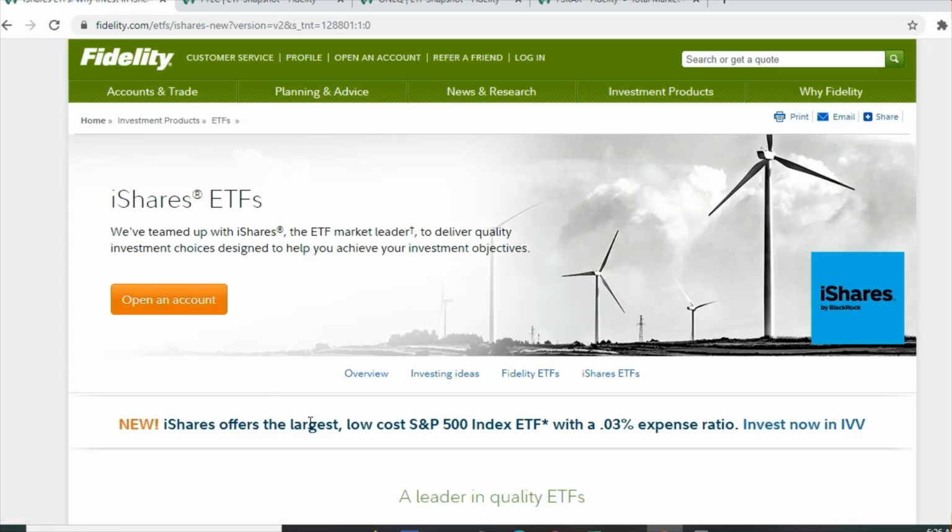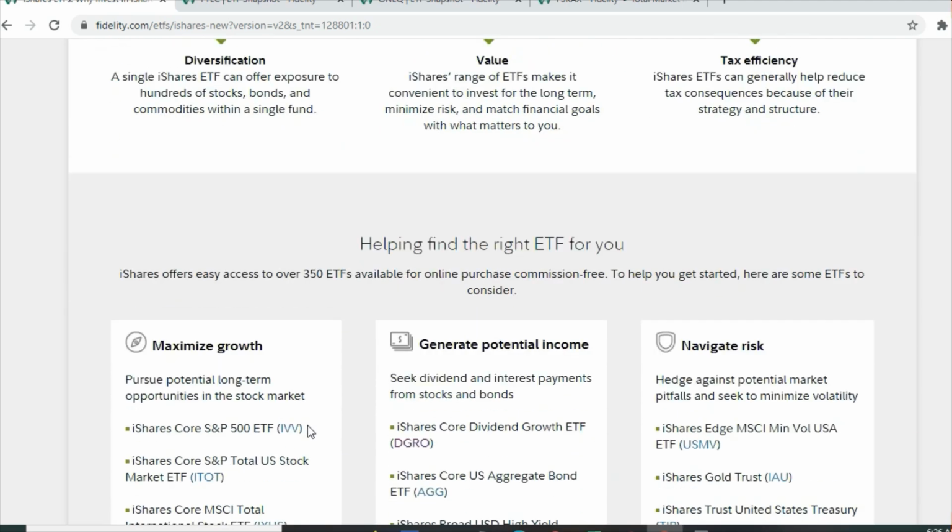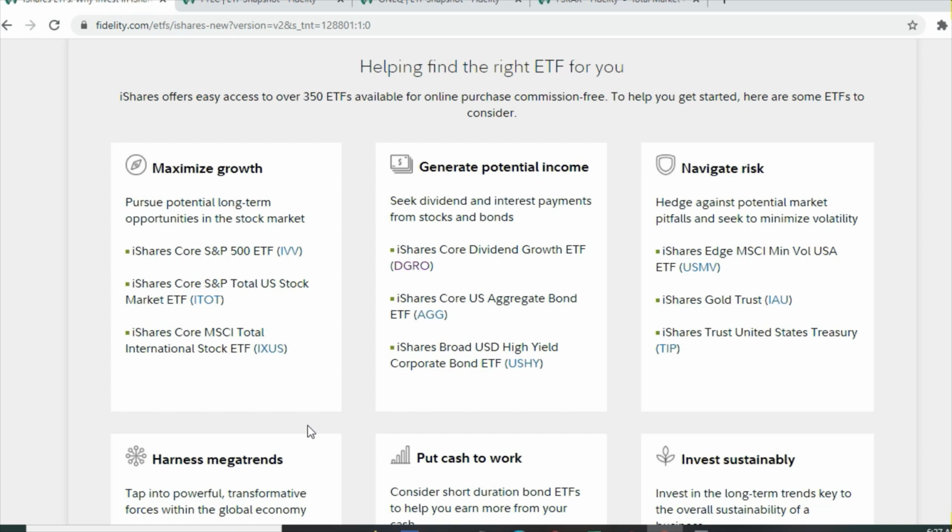iShares offers the largest low-cost S&P 500 index ETF with a razor-thin, small expense ratio, 0.03%. So iShares is another large brokerage company that offers a lot of different exchange-traded funds. If we scroll down here, we can see they have some options that Fidelity does not. Chiefly the iShares Core S&P 500 ETF, IVV. They also have a Total Stock Market ETF, ITOT, and an International Total Stock Market as well. They've got potential income ETFs like the Core Dividend Growth, Aggregate Bond, and the Broad USD High Yield Corporate Bond.